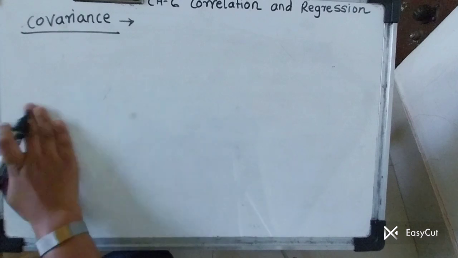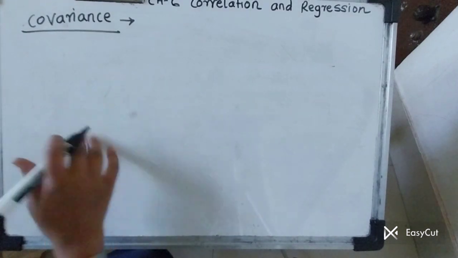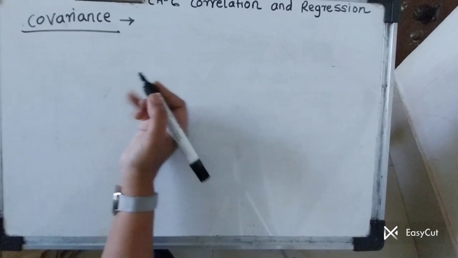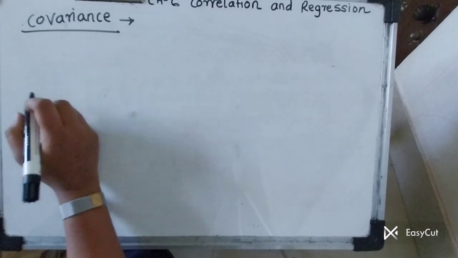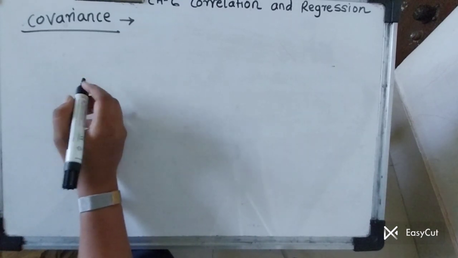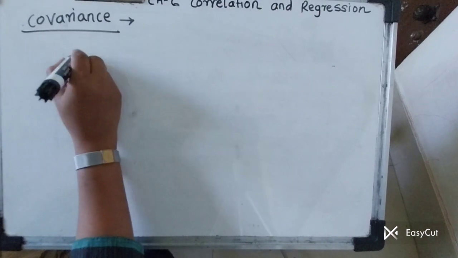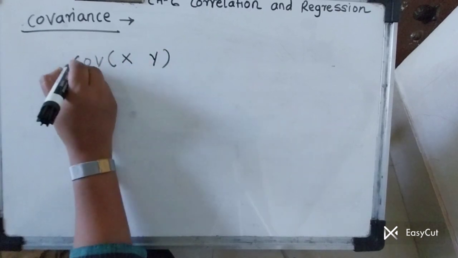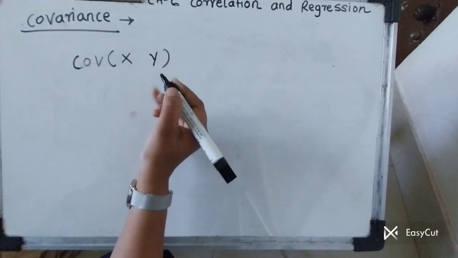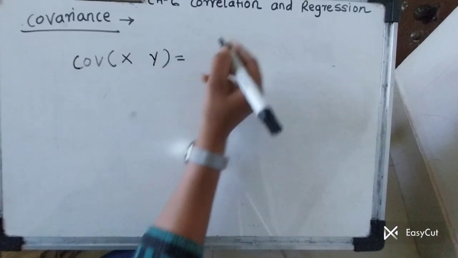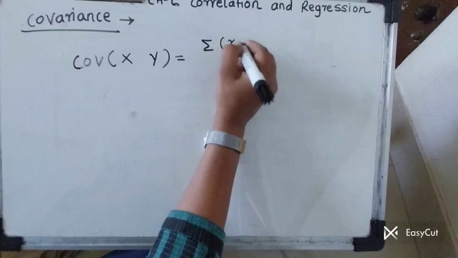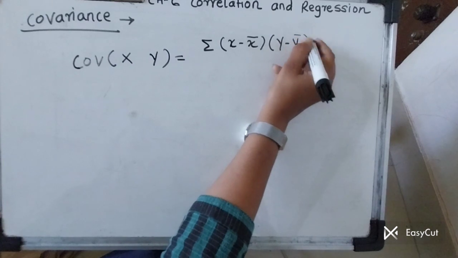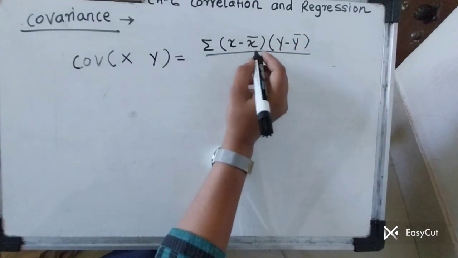Okay, nobody asks the theory parts. Just learn the formula and apply it for finding the relation between two variables. So the covariance between x and y is denoted by covariance of x and y, and it is defined as summation of (x minus x bar, where x bar is the mean) times (y minus y bar), divided by n.